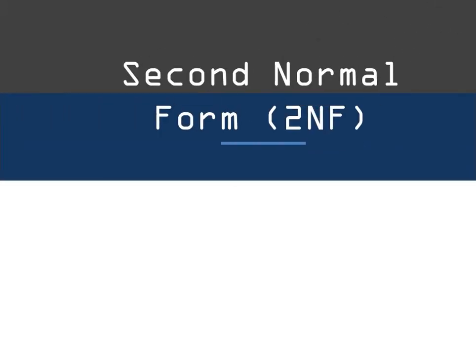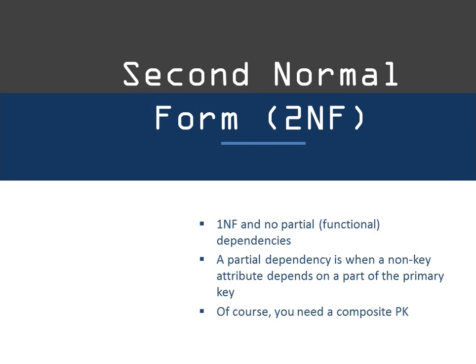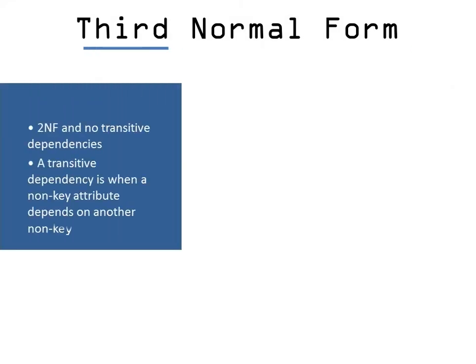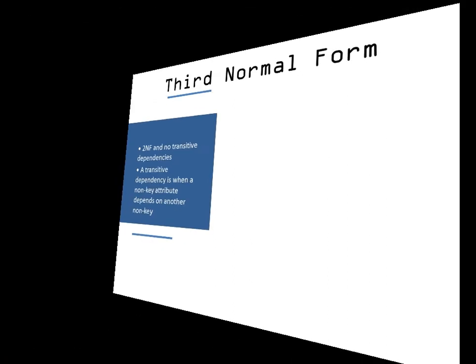Next is second normal form. It consists of first normal form and no partial dependencies. A partial dependency is when a non-key attribute depends on part of the primary key, and of course you need a composite primary key. Last is third normal form. It consists of second normal form and no transitive dependencies. A transitive dependency is when a non-key attribute depends on another non-key attribute.